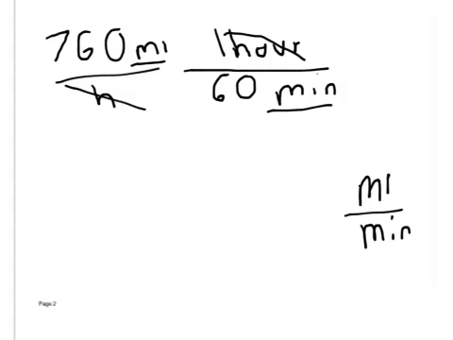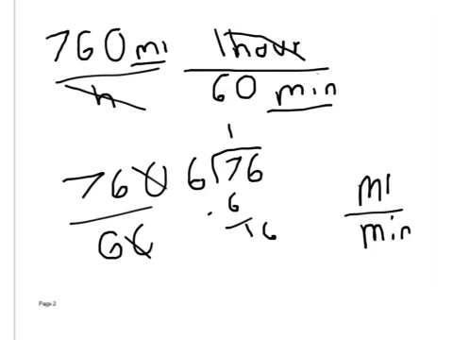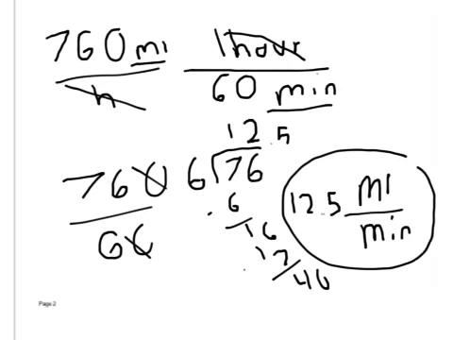That means now I can do the calculations. Now I can go ahead and work out what I have left. I have 760 over 60. This is like multiplying fractions. So first thing I reduce by 10. I see how many times 6 goes into 76. I find that 760 miles per hour is equivalent to 12.5 miles every minute.